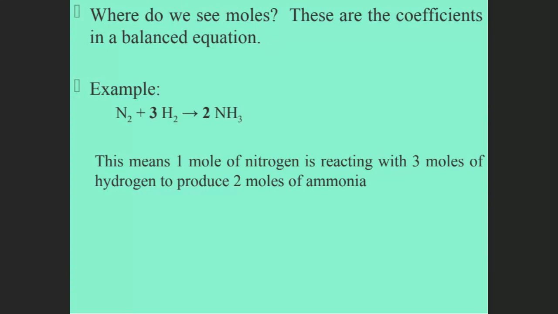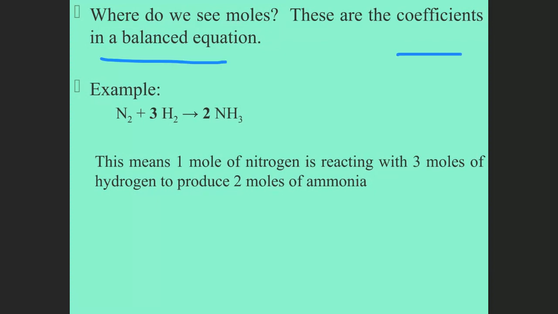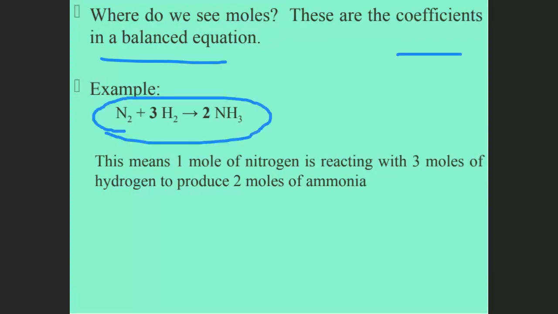Where do we see mole? These are coefficients in the balanced equation. We all know that now. So if we see this is the balanced equation for production of ammonia, what we can say from this balanced chemical reaction is that 1 mole of nitrogen reacts with 3 moles of hydrogen to prepare 2 moles of ammonia. So we will get the mole information from here.